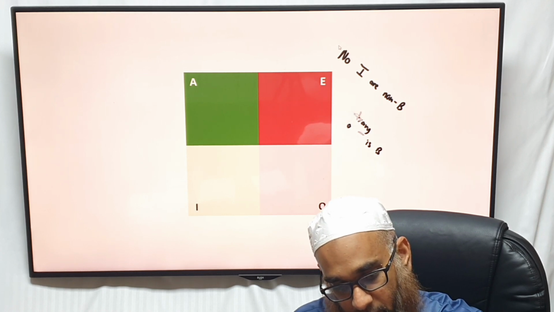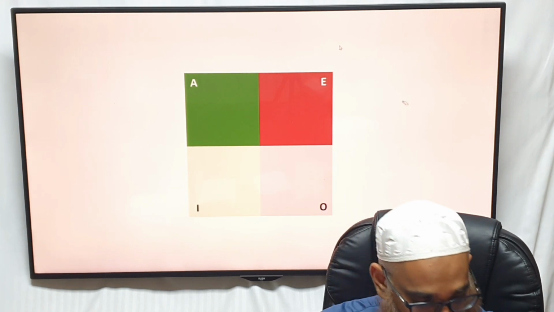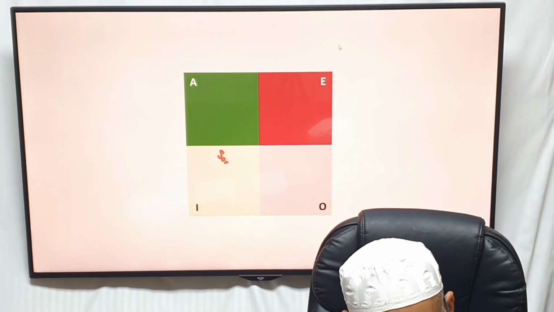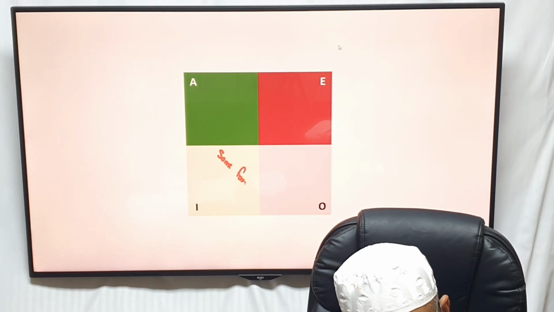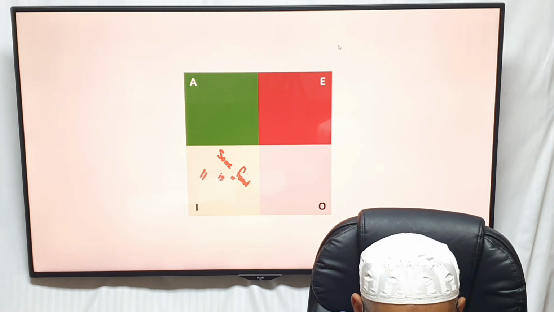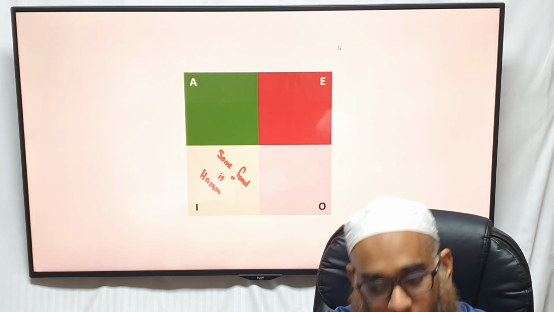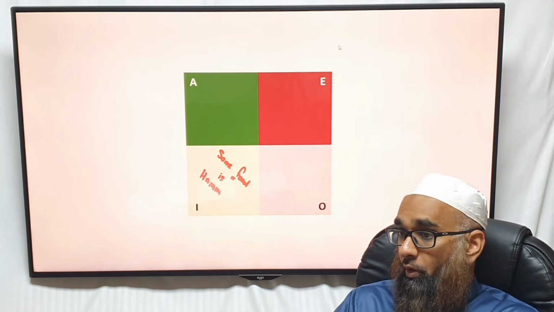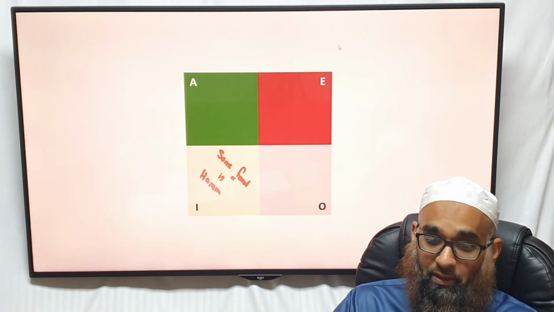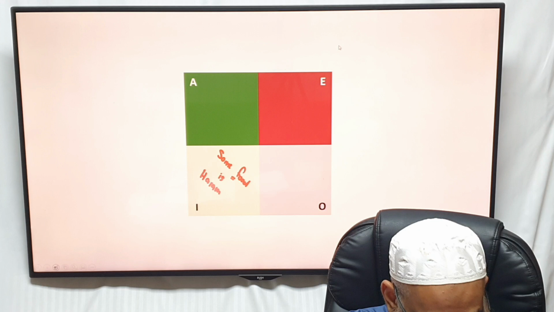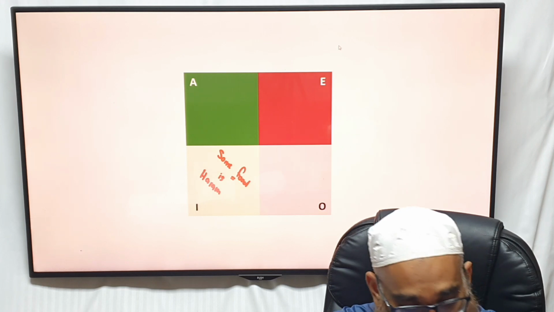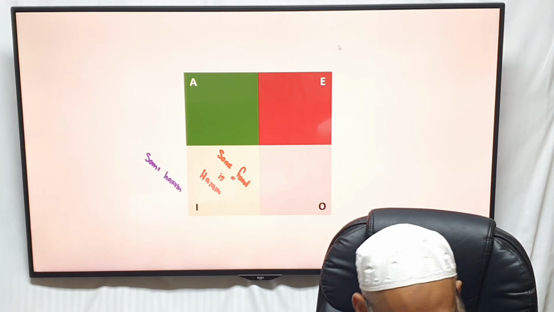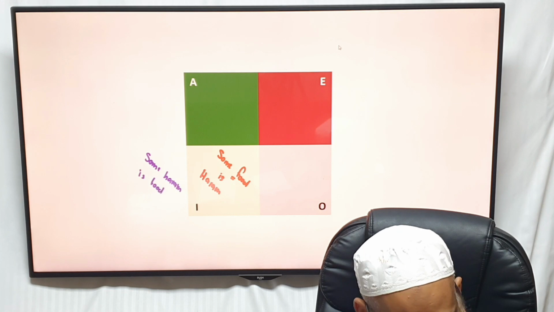Okay, let's get rid of this. And let's make our base proposition an I proposition. This is our base proposition. What is it? Some food is haram. Okay. What can we do from this? Can we convert this? Yes, you can convert it. We can convert this and say: some haram things are food. That conversion is valid.